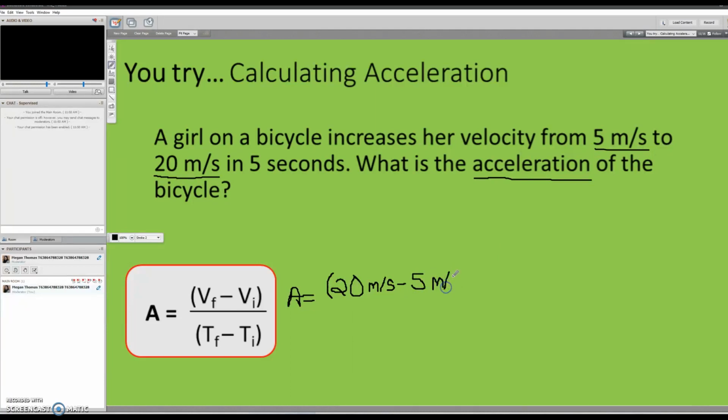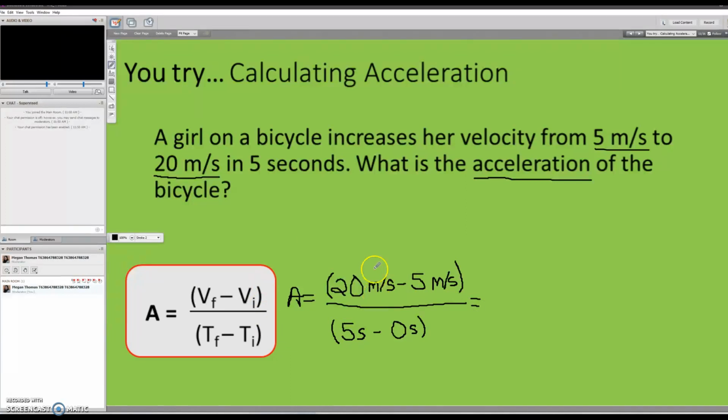So I have set up my formula to find my change in velocity, and I need to also divide by my change in time. We know that we measured her velocity changes for 5 seconds. So that means at the end of our time, there were 5 seconds that had gone by. And before we started measuring her change in velocity, there was no time that had gone by. So we'll say 0 seconds.